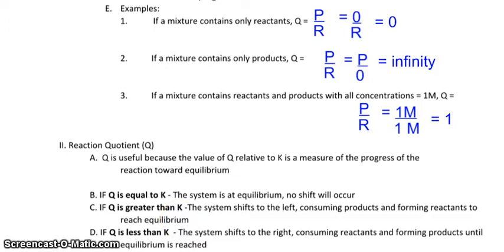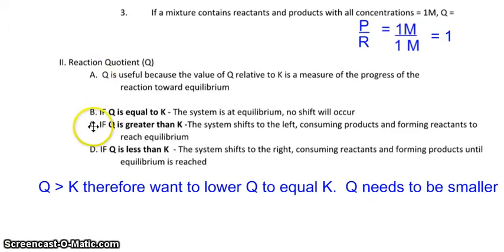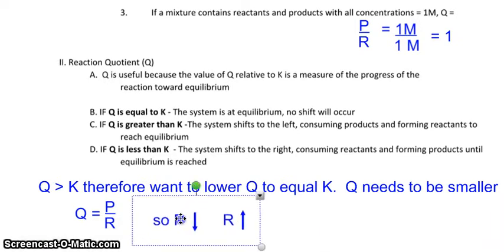And check this out. This is why. So we're back here. This is letter C. I wrote this down for letter C. So Q is greater than K. So what's going to happen? We're going to want to lower Q, so eventually it will equal K again. Well, what's Q equal to? Products over reactants. How am I going to lower Q? How do I get this number to be a smaller number is really what's being asked. What am I going to do to products? Well, hopefully you figured out that you have to lower products. What's going to happen to your reactants? If you lower products, you also have to increase your reactants.